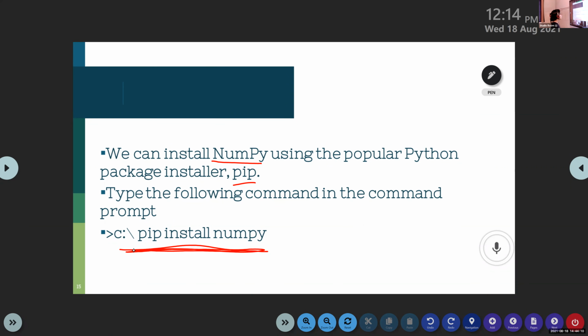So we have to type the following command in the command prompt. In the command prompt, it is pip space install space numpy. So this is the method through which we can install this. Is it okay? After this, NumPy will be installed in your system.